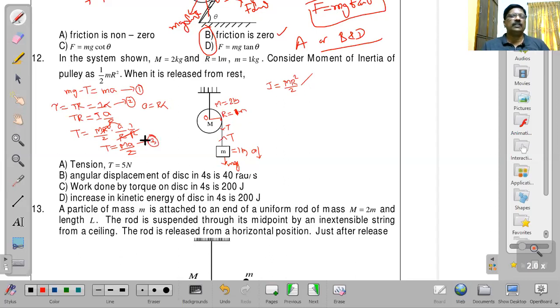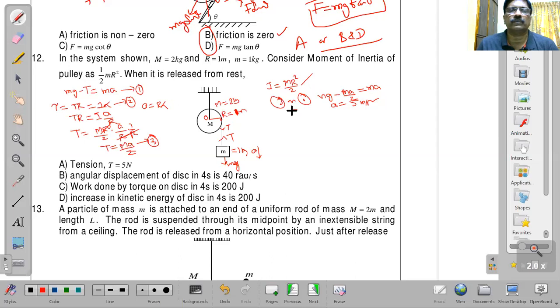Now you substitute this T value in 1. When you substitute the T value in 1, that means mg minus capital M A by 2, that is very, very important, is equal to small m into A. You substitute the values and simplify A, then you will get 5 meter per second square. So the acceleration is 5 meter per second square.